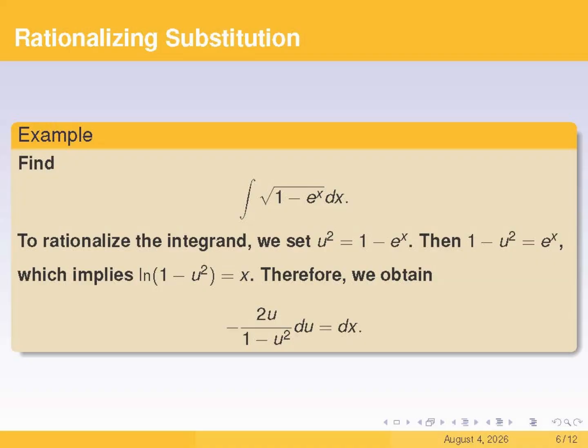This example involves computing the indefinite integral on the second line. To rationalize the integrand, we set u squared equals 1 minus e to the x. We need to solve for x so that we can differentiate both sides. Rearranging the terms gives 1 minus u squared equals e to the x. Next, taking the natural logarithm of both sides yields the expression on the second to last line. Differentiating both sides then leads to the mathematical expression on the last line.